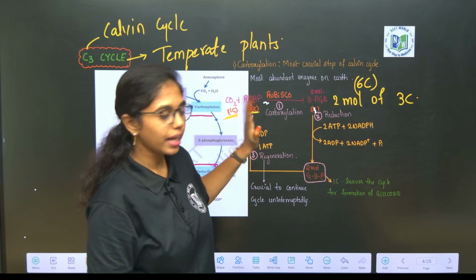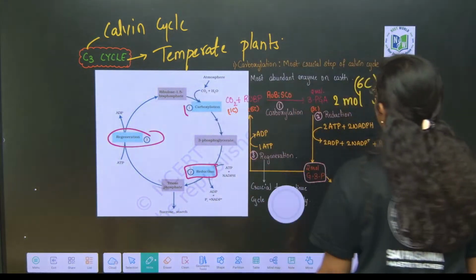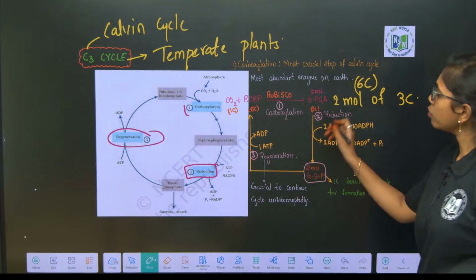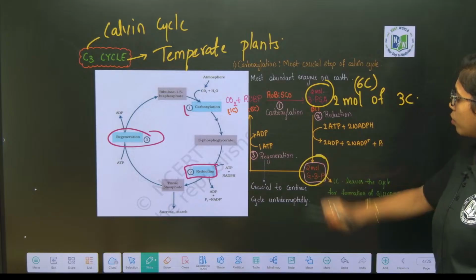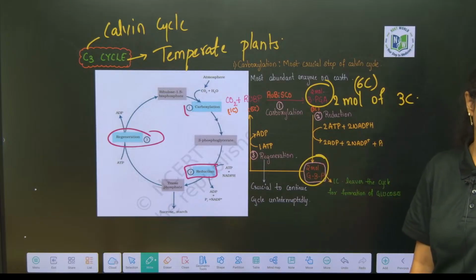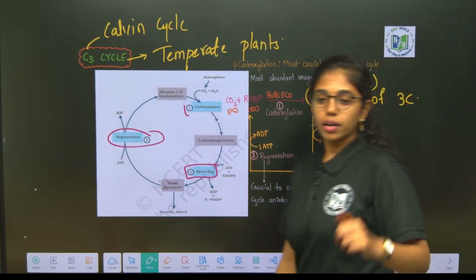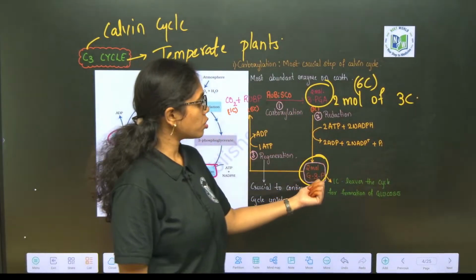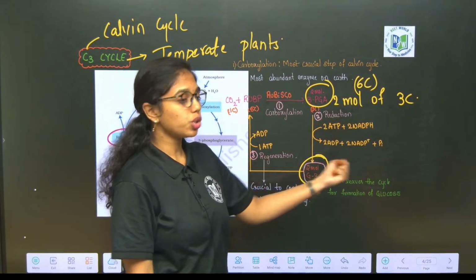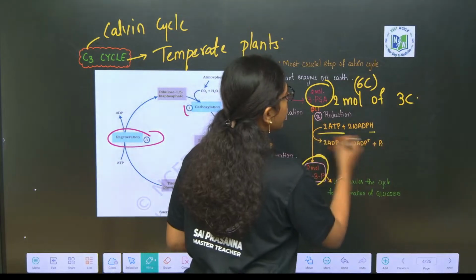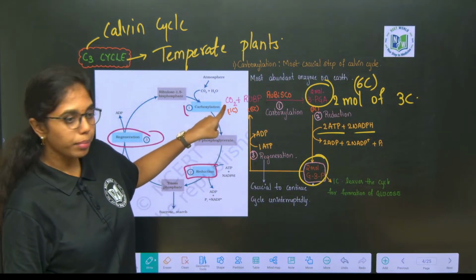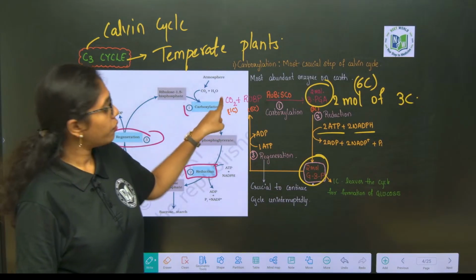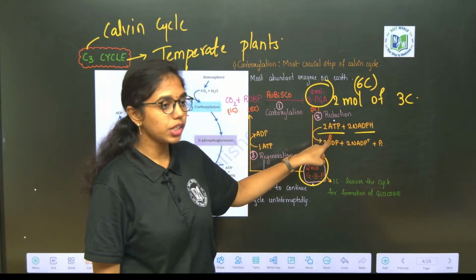Till here it is clear, right? And the next step is reduction. 2 molecules of the 3-carbon compound are reduced to 2 molecules of glyceraldehyde 3-phosphate. It is reduced to 2 molecules of G3P by consuming how much energy? 2 ATP and 2 NADPH. So, for 1 carbon dioxide which is fixed, for the process of reduction, how much energy is used, beta?